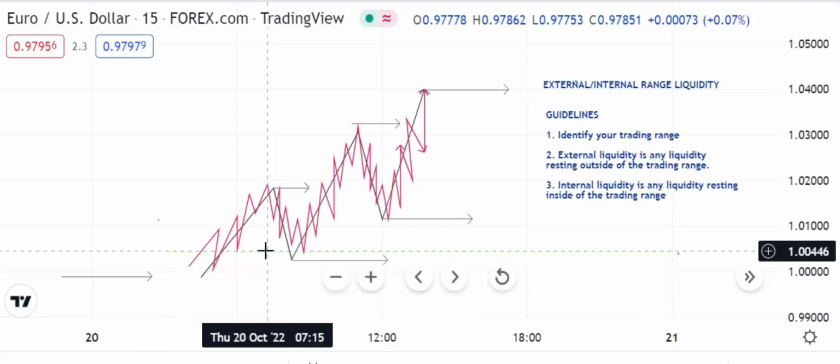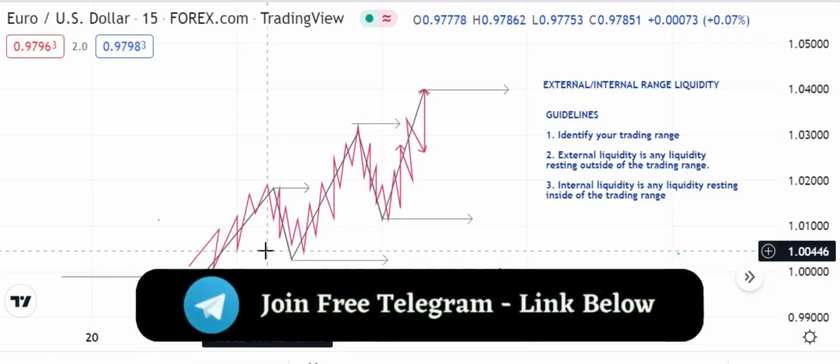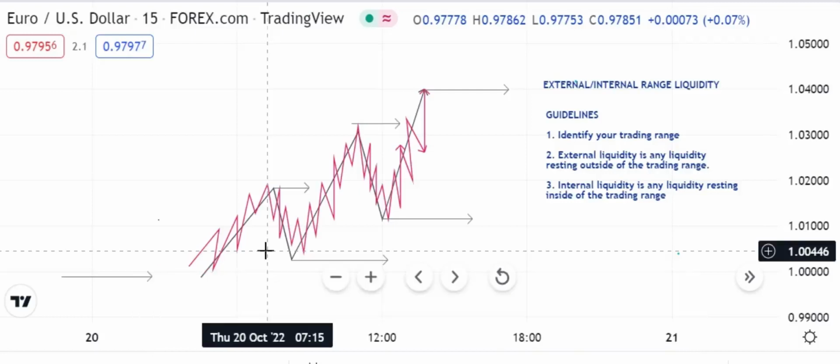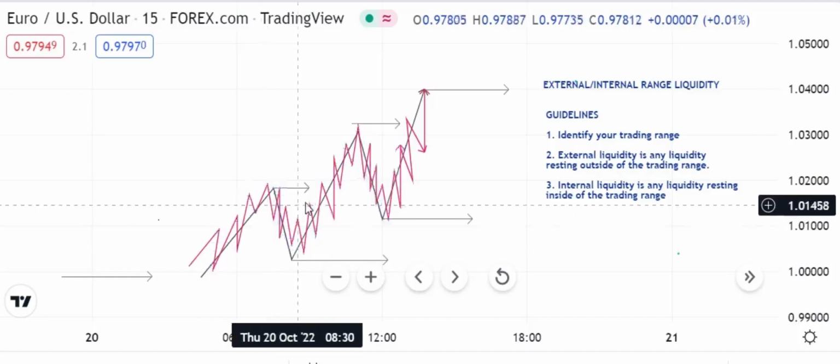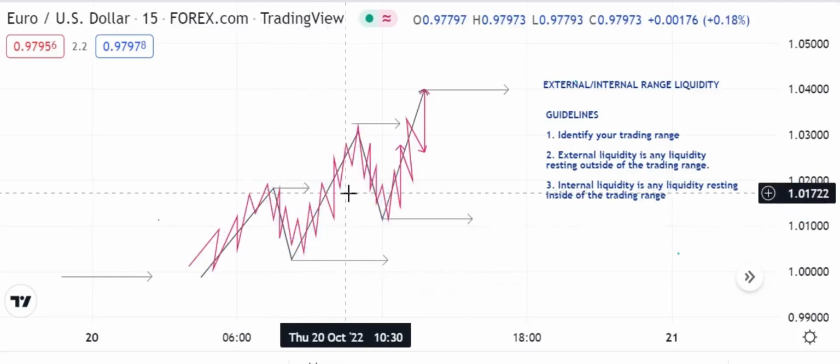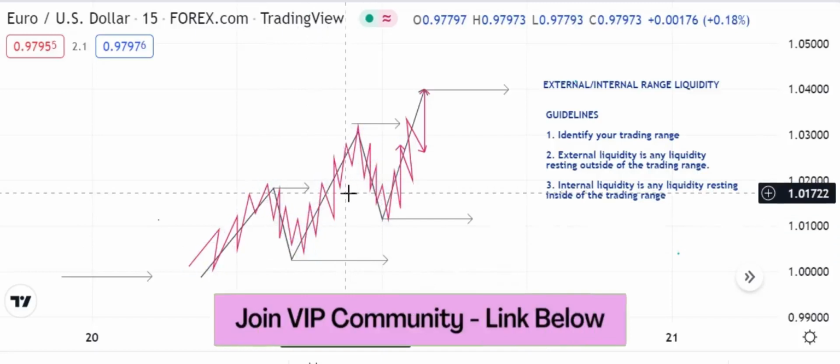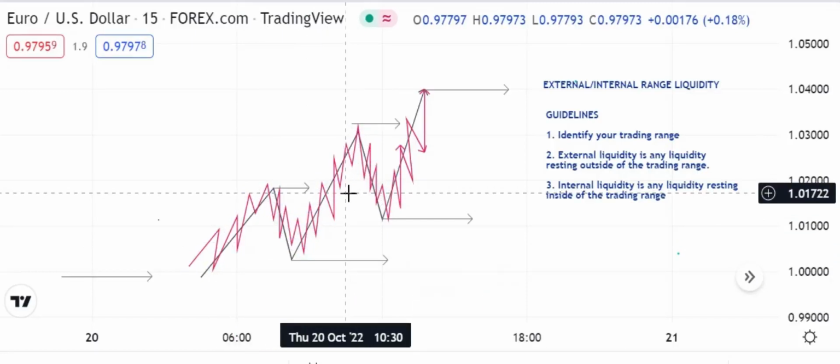So now we have identified our trading range. We have identified what is external range liquidity. Now, what is internal range liquidity? Well, internal range liquidity is any liquidity that is resting inside of your trading range. It's as simple as that, guys. Now, if you remember in our last episode, I told you that you need to understand your major and minor structures.